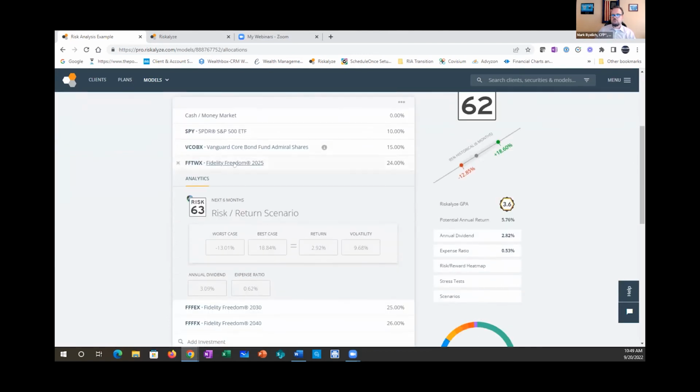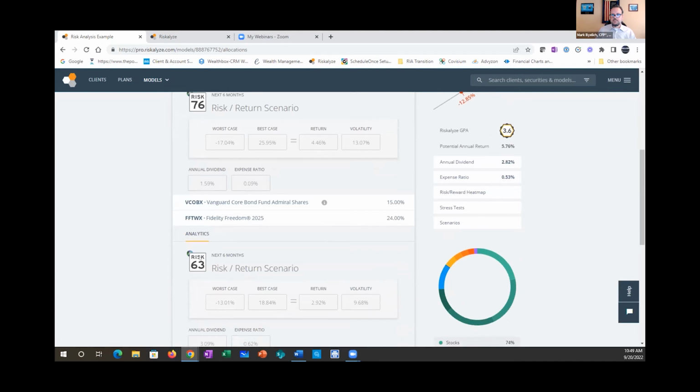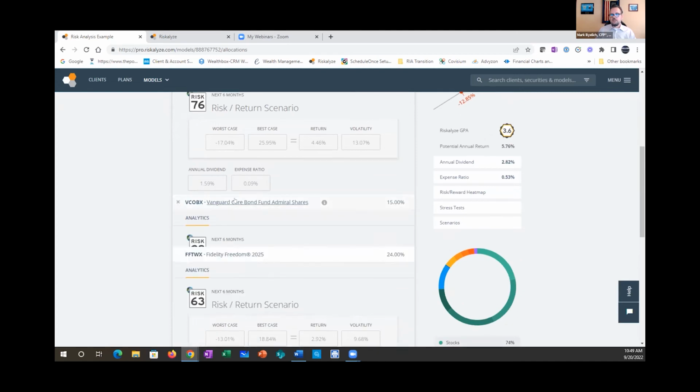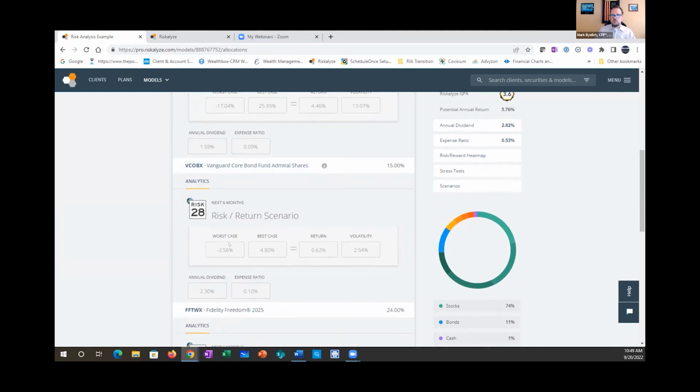So let's look at the Fidelity Freedom Fund 2025. This is funds that you're going to need in just 5 years. This risk score might surprise you. It surprised me, in fact, when I looked at it. It comes up at a 63. Now, remember, 1 is the most conservative, 99 is the most aggressive. But you'll see that the S&P 500 risk score is only at a 76. So that's about as aggressive as it gets, right, on the US markets. So this surprised me at a 63, the 2025 fund. The Vanguard Core Bond Federal Admiral share shows a 28. Worst case scenario, it shows over 6 months at 3.56.